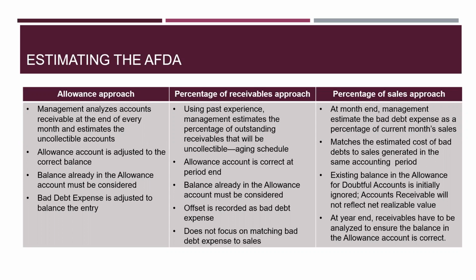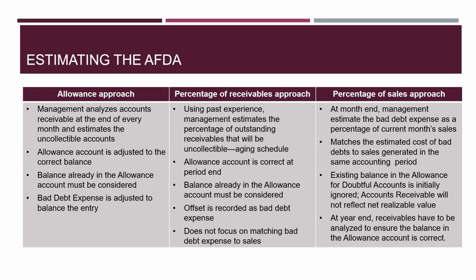Now, because allowance for doubtful account is contra to accounts receivable and permanent, we have to account for the beginning balance in that account. Once again, the other side of that journal entry is going to be bad debt expense. But this approach, the percent of accounts receivable, does not focus on matching the bad debt to the sales.